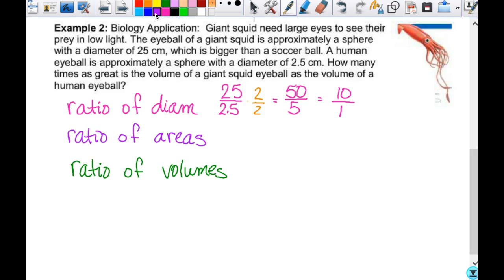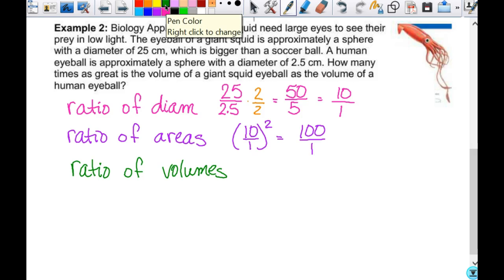So if I wanted to find the surface areas, I can just think about the area of a circle. That's pi r squared, right? So if the radius gets multiplied by 10, when you substitute it in, not only does the radius get squared, but that 10 gets squared as well. Does that make sense to you? So the ratio of the areas is 10 over 1 squared, which is 100 to 1.